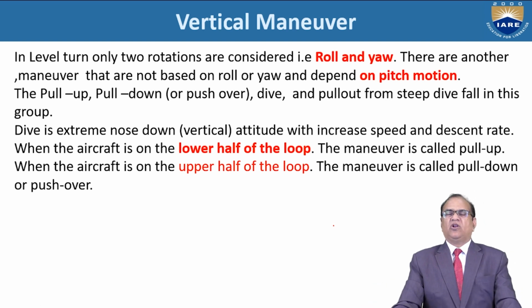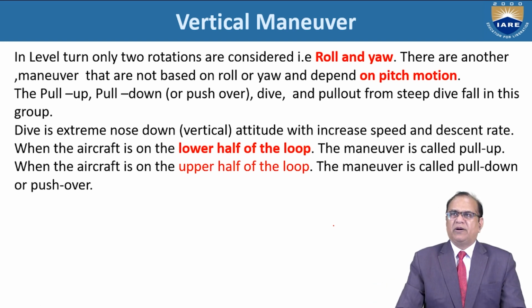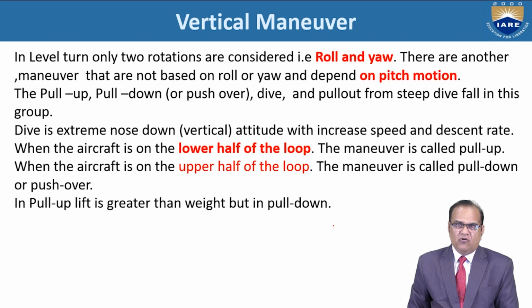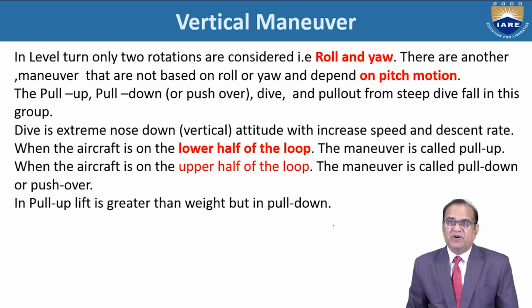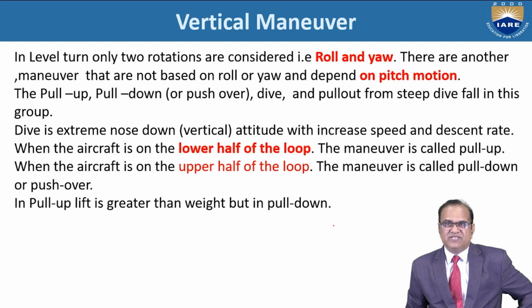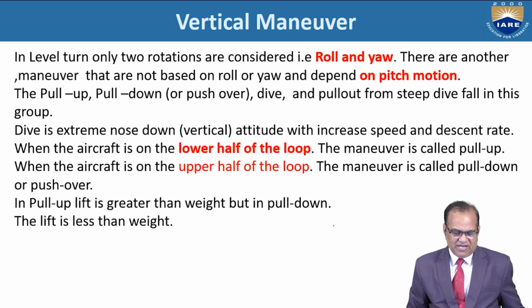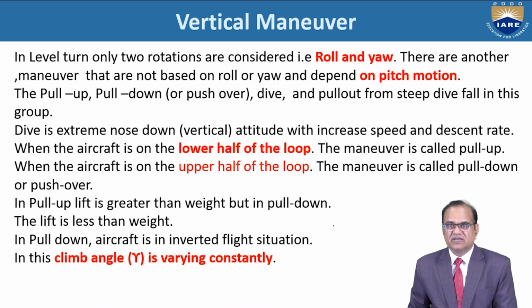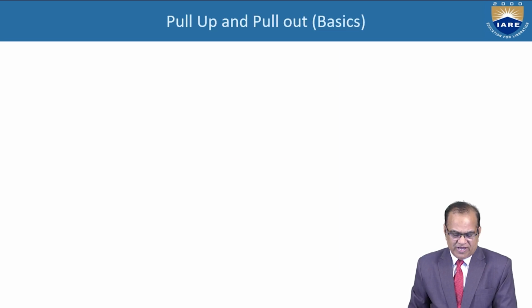When the aircraft is on the lower half of the loop, the maneuver is called the pull-up. When the aircraft is on the upper half of the loop, the maneuver is called the pull-down. In pull-up, lift is greater than the weight, but in the pull-down, the lift is less than the weight. In pull-down, the aircraft is in an inverted flight situation. In this, the climb angle gamma is varying constantly.